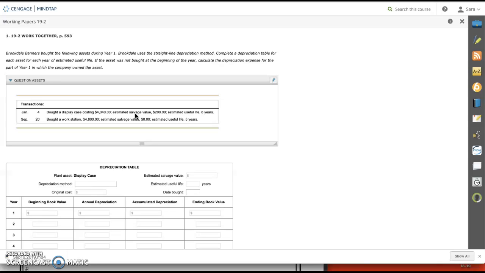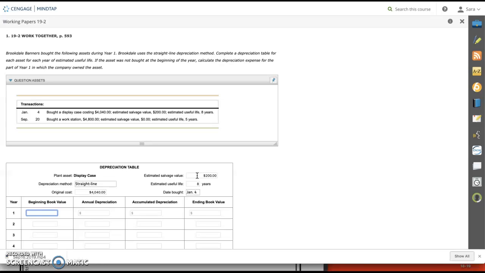Bought a display case costing $4,040, estimated salvage value $200, estimated useful life 8 years. So first we'll just plug in the numbers that they give us. So our salvage value, they said, was $200. Depreciation method, straight-line, useful years 8. It cost us $4,040, and the date we bought it was January 4th.